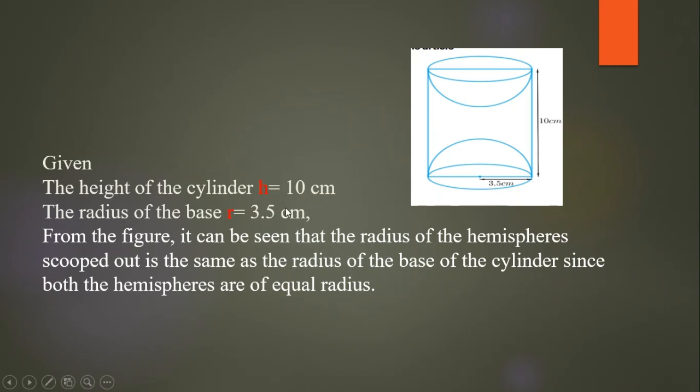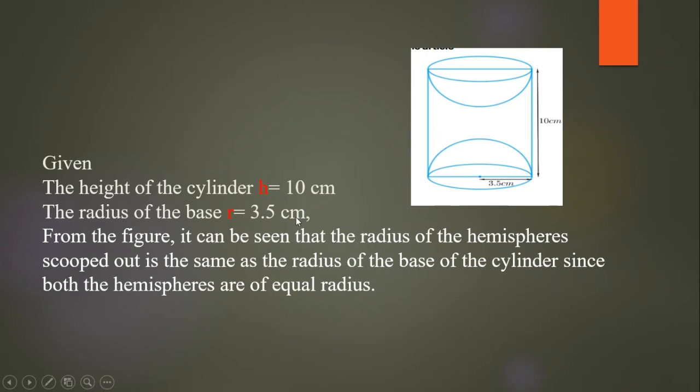I mentioned here, from the figure it can be seen that the radius of the hemisphere scooped out is the same as the radius of the base of the cylinder. So it is clear that to have a proper structure, the hemisphere radius should be equal to the base radius of the cylinder. So we are taking the radius of the hemisphere as 3.5 centimeters only.